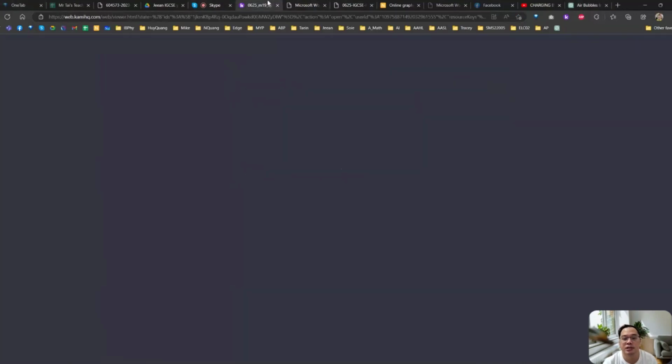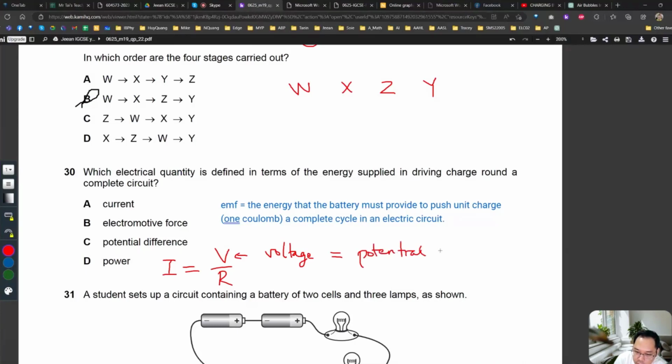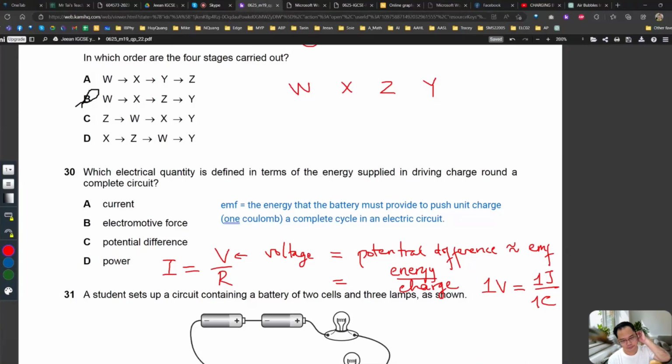Normally, I usually simplify the definition with a short sentence like this so that students can easily memorize and understand, rather than a very long definition. And normally, you use the unit volt. We have the equation: the current is the voltage divided by the resistance. V here is the voltage, which is the short term for potential difference. And potential difference is very similar to EMF. It is the energy per charge to push a unit charge. So 1 volt is actually 1 joule per 1 coulomb.